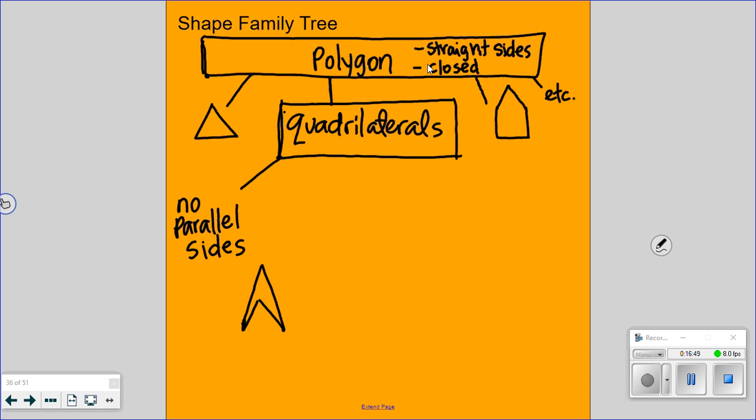We have another version which has one set of parallel sides. There's a specific shape that goes in there. Kind of a unique shape. Do you remember the name of that shape? What's the name of a shape that has one set of parallel lines? If you're not sure, there's a notebook in front of you that can help you.